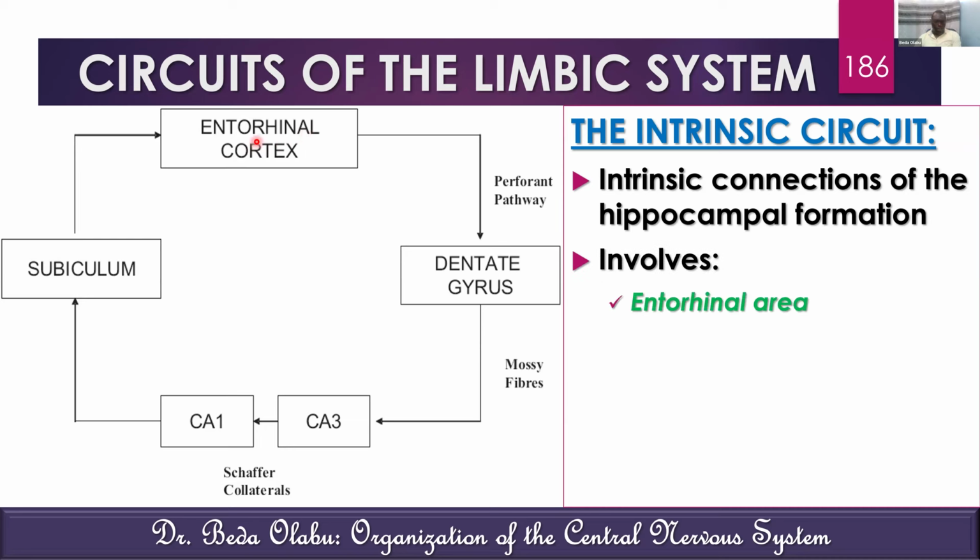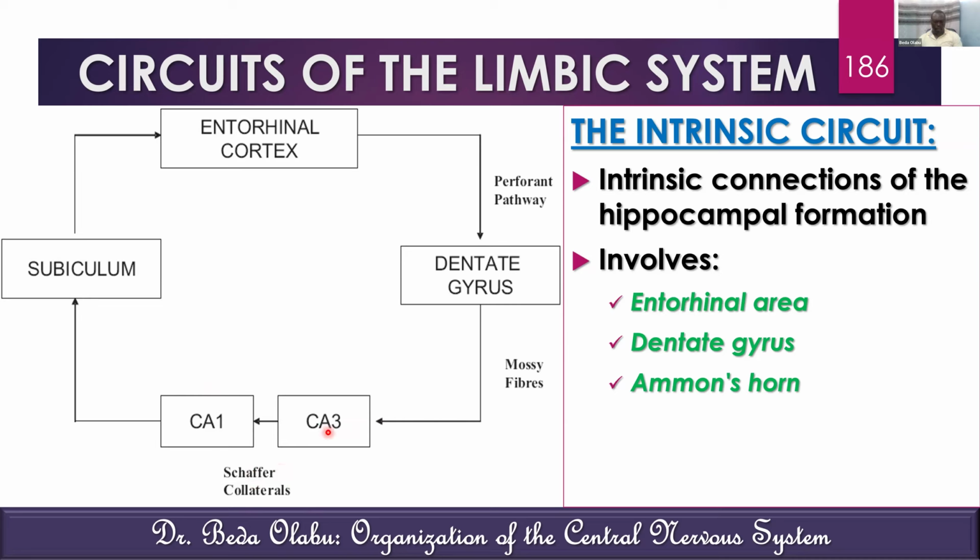So fibers from entorhinal cortex project to the dentate gyrus through the perforant pathway. From the dentate gyrus, we have fibers projecting to the hippocampus through what we call the mossy fibers. The hippocampus is what we call the Ammon's horn or Cornu ammonis, and that's why these are CA1, CA3. Let's just call this one the hippocampus and forget about this confusion to keep it simple.